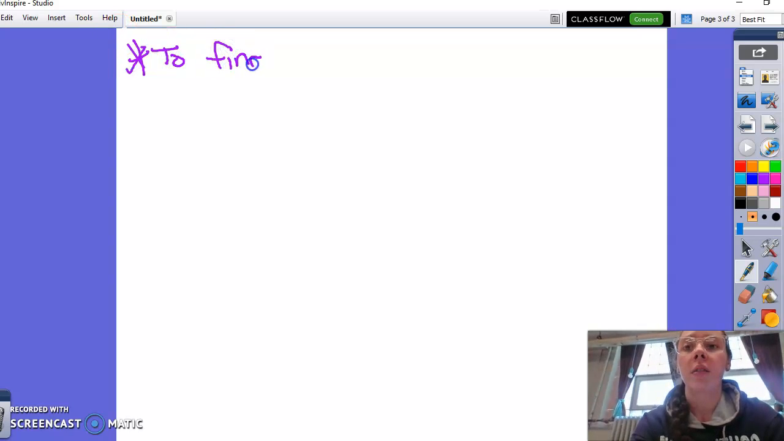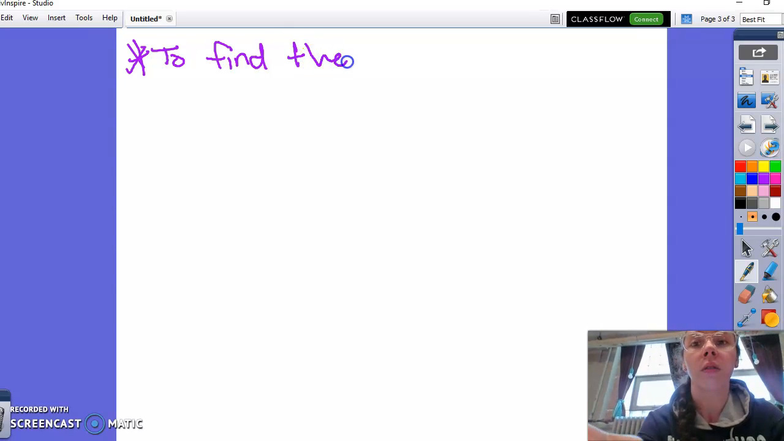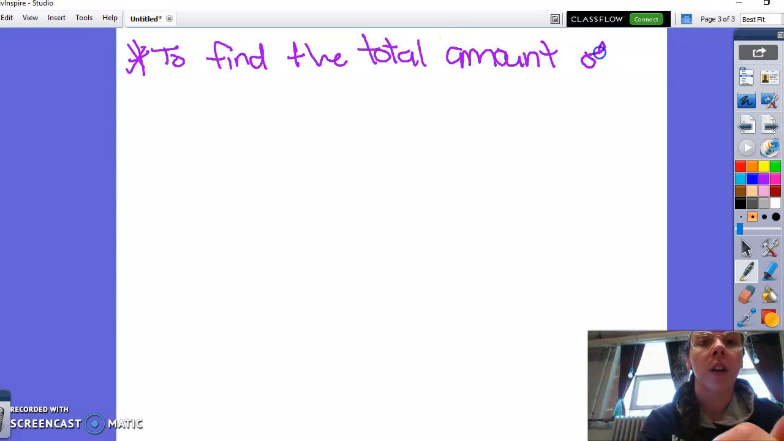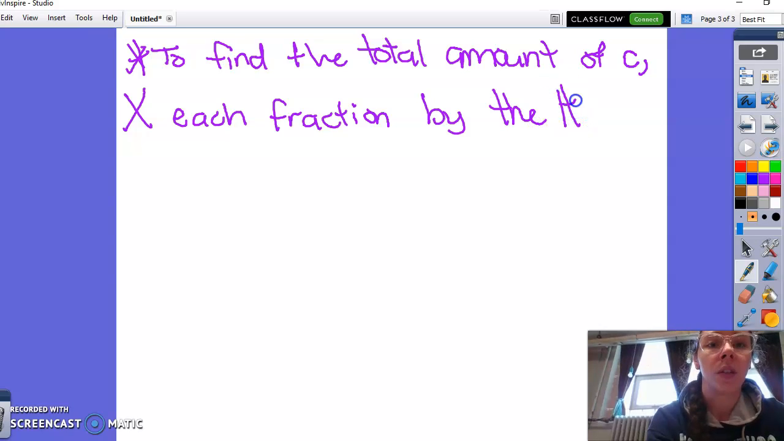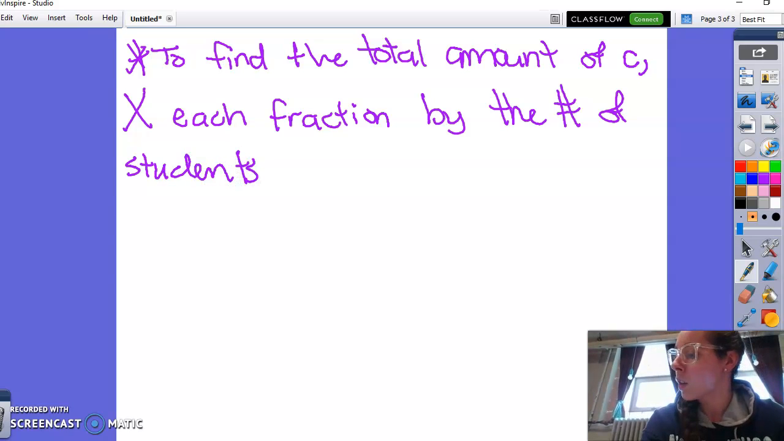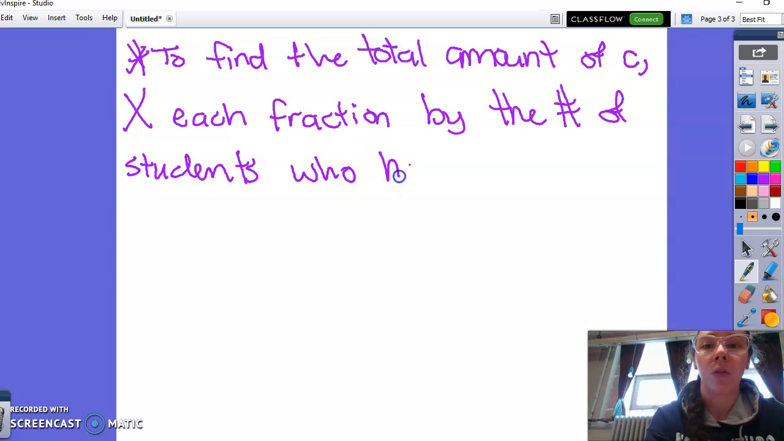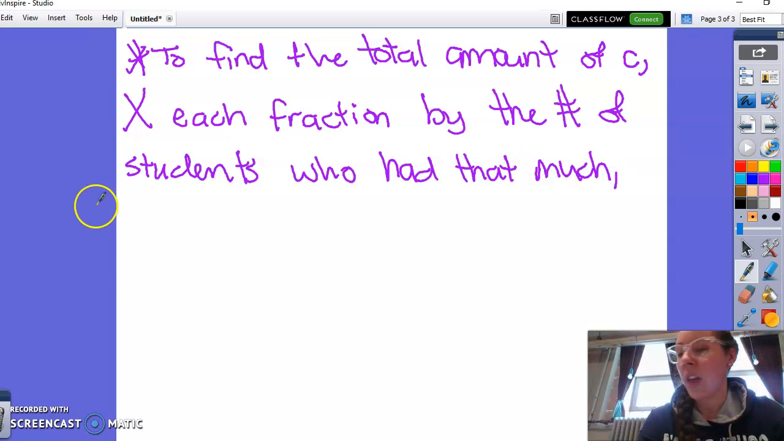To find the total amount of cups, multiply each fraction by the number of students who had that much, then add them together.